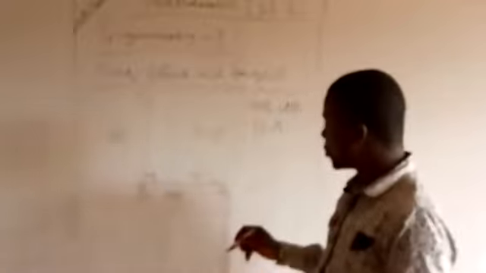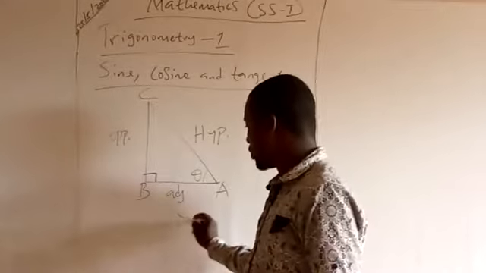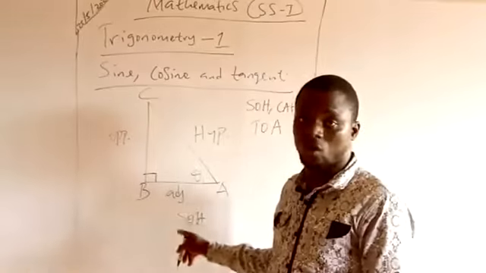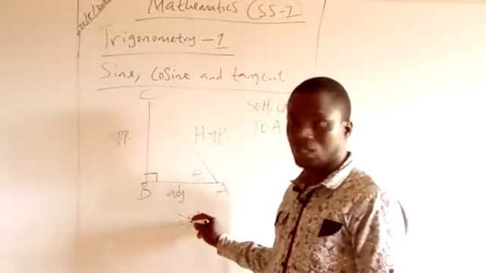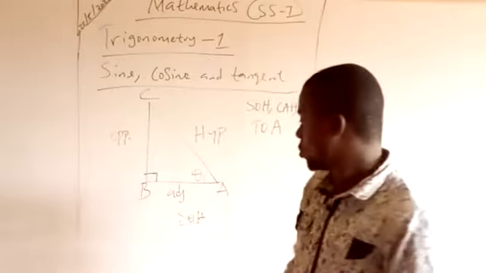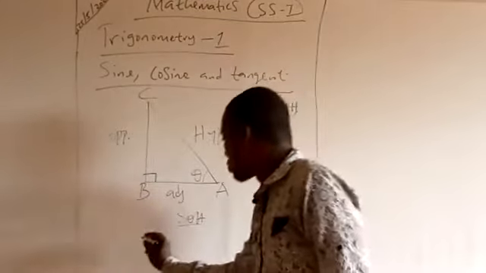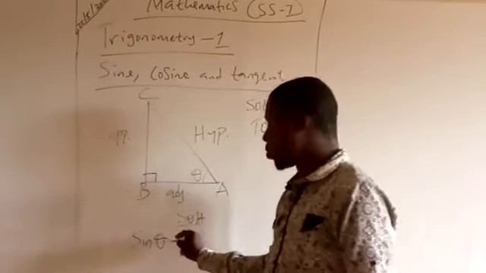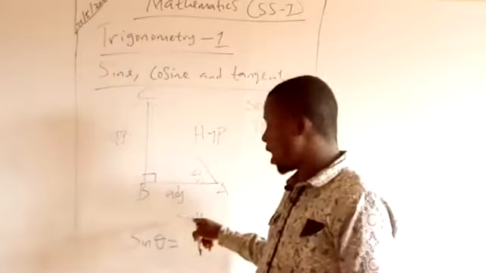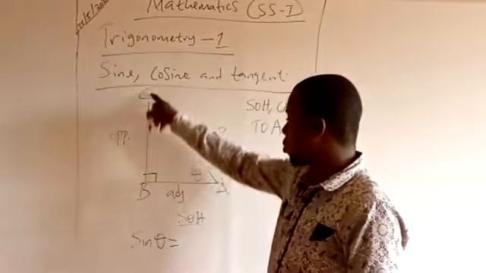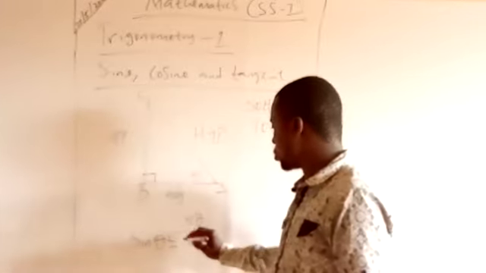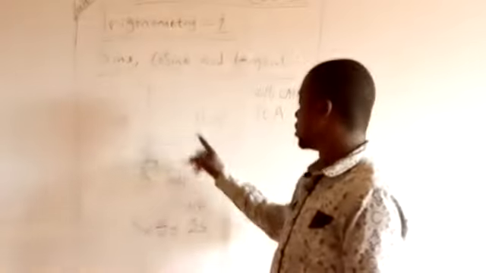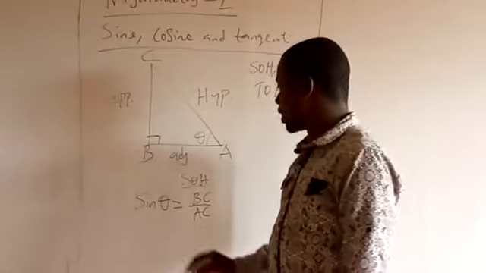Let's go to SOH. What does SOH represent? The S stands for sine of angle, O means opposite, and the H means hypotenuse. So sine of the angle theta equals the opposite over the hypotenuse. What is the opposite here? The opposite is BC, and our hypotenuse is length AC. So that is sine theta.